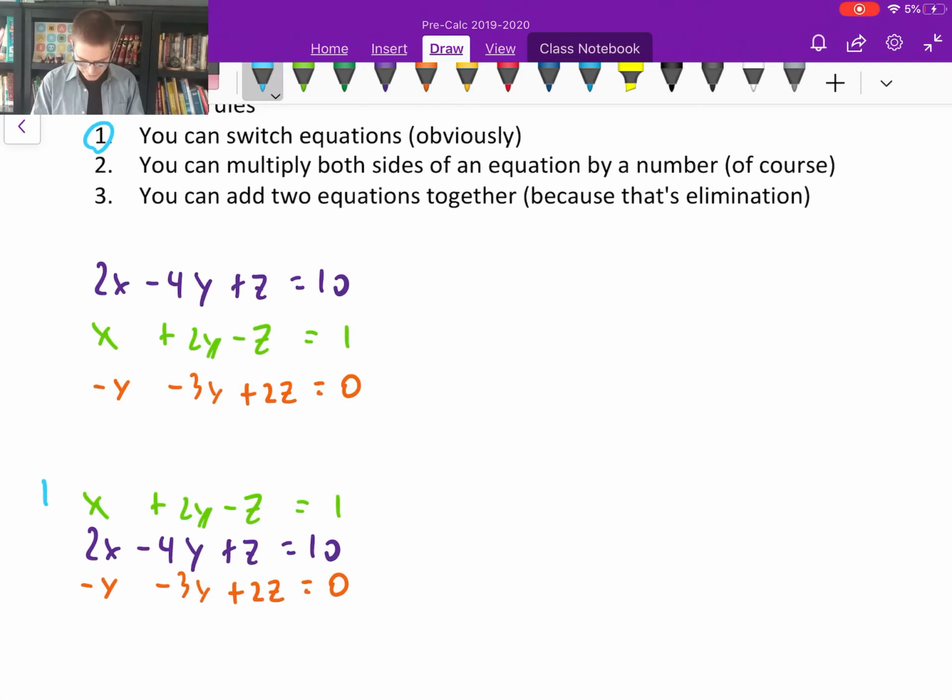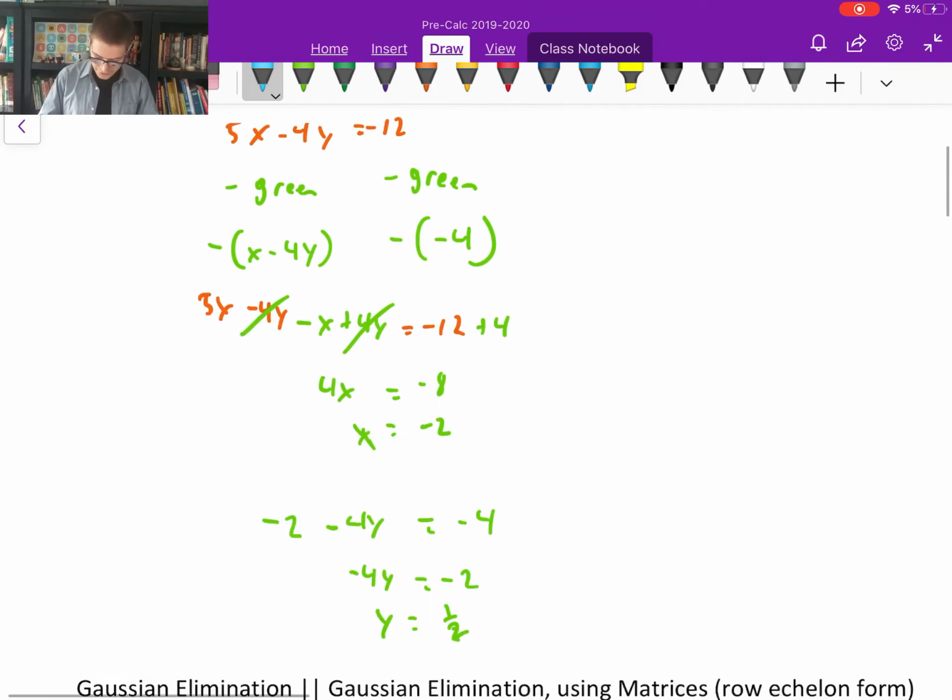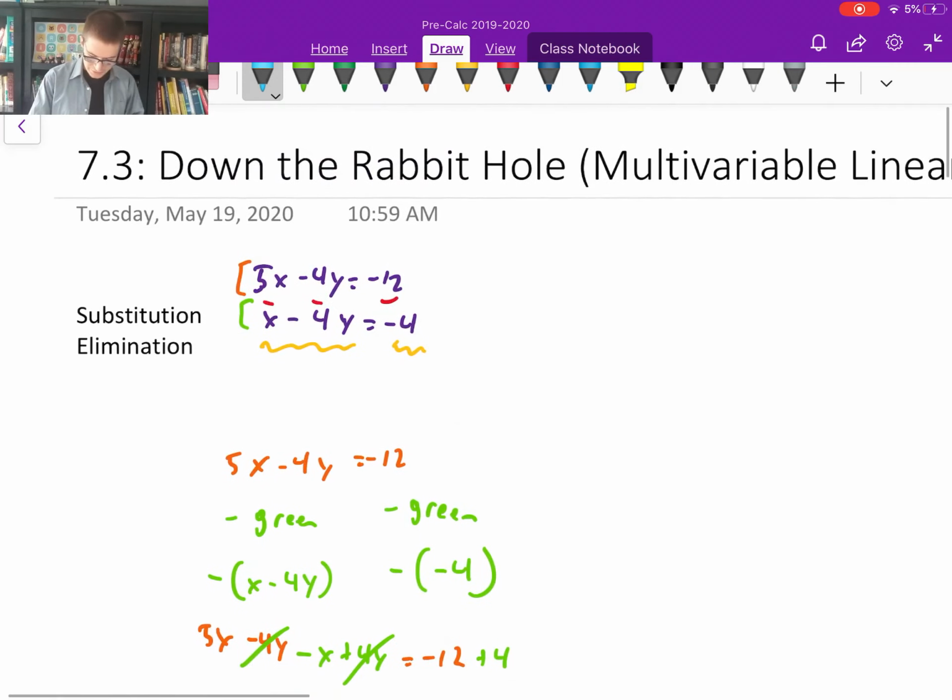Rule number 2 is that you can multiply both sides of the equation by a number. You can multiply both sides of an equation by a number. This is similar to how, if things didn't line up so easily with this elimination method back in algebra, you might learn that if this was like a negative 8y on top and then a negative 4y on the bottom, you can multiply both sides of the equation by 2.